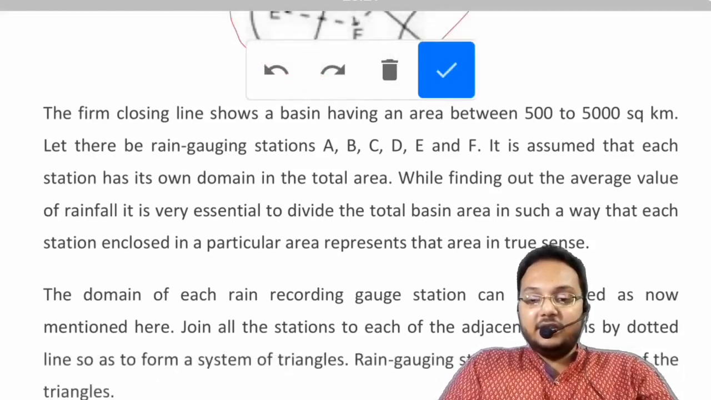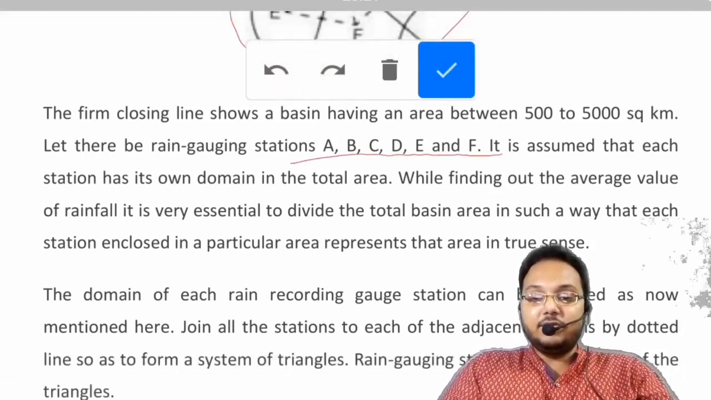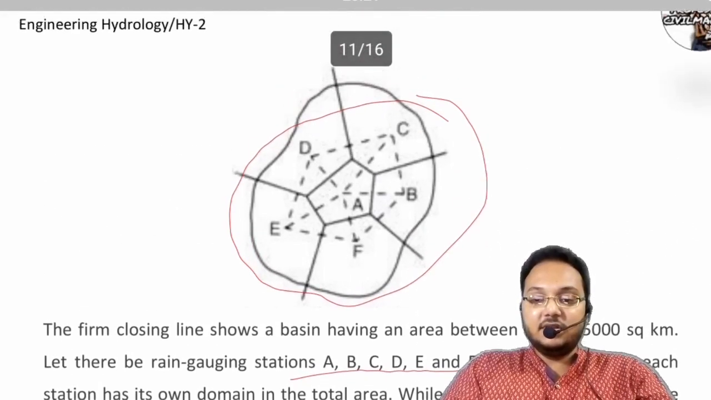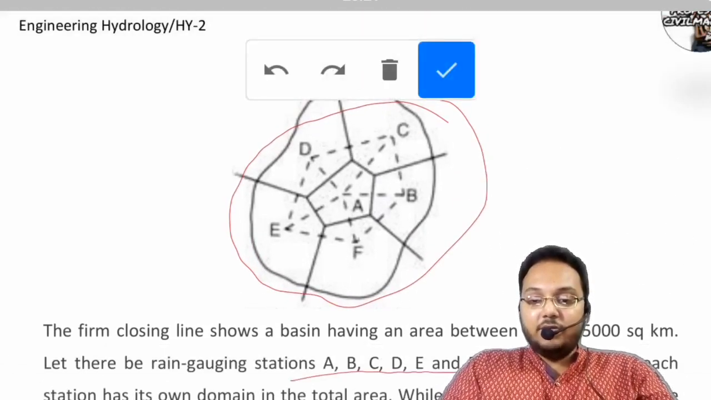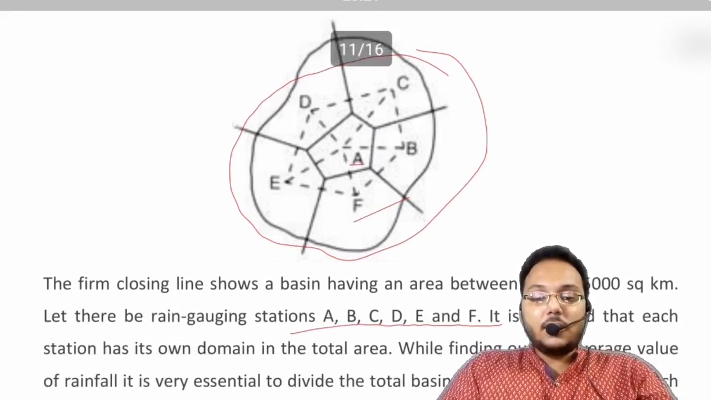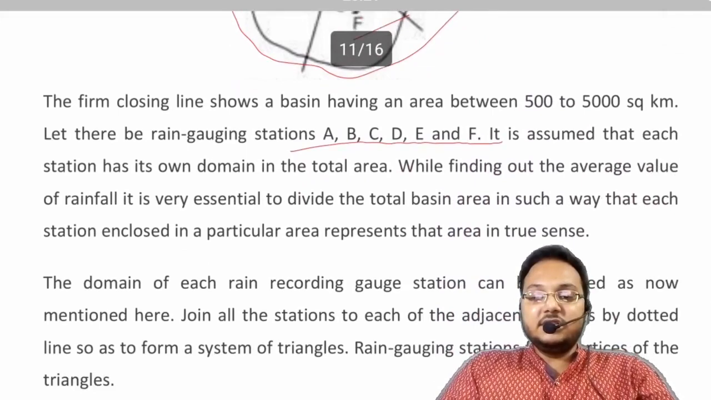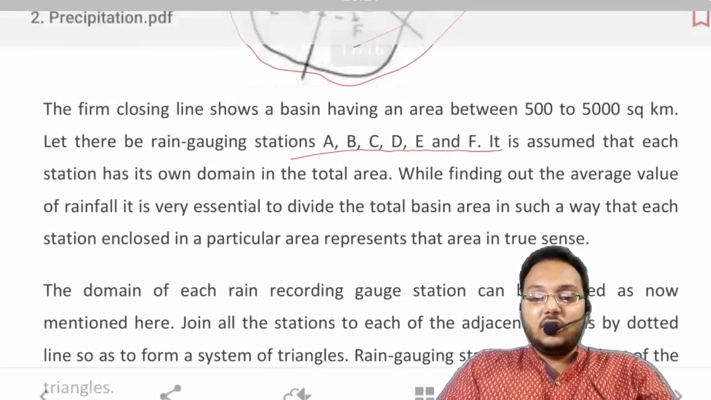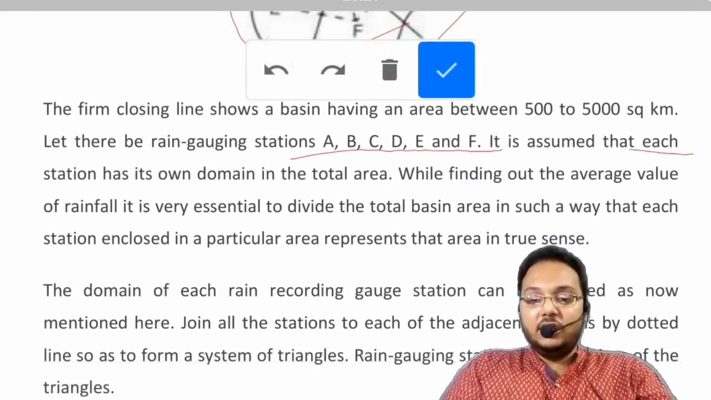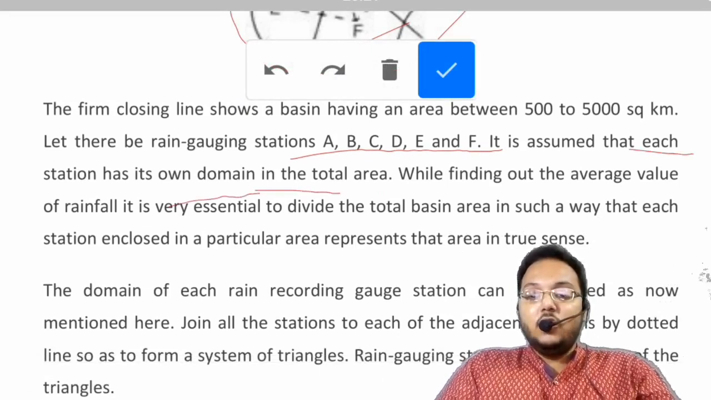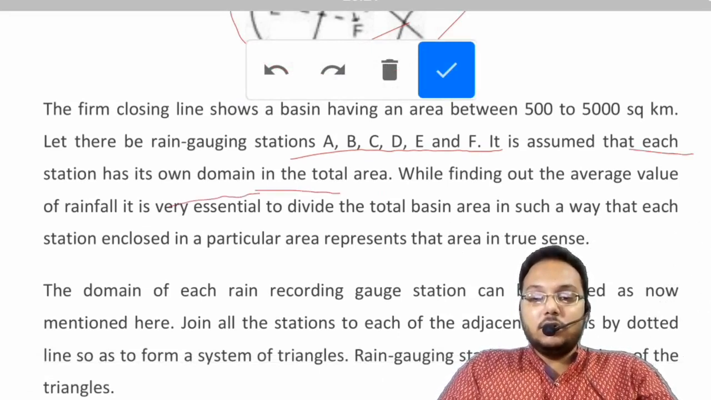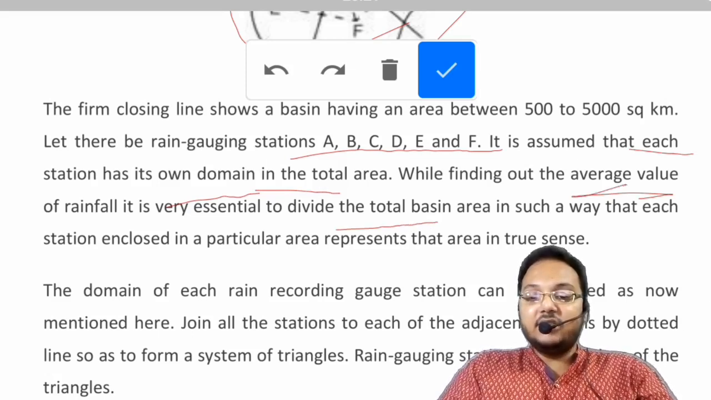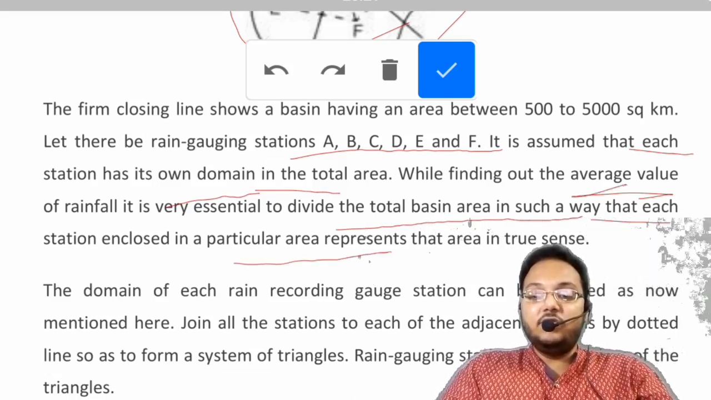So let there be rain gauging stations A, B, C, D, E and F. So we have 6 rain gauging stations starting from A to F. We have 6 rain gauge stations, you can see in the figure, and it is assumed that each of the stations has its own domain in the total area. While finding out the average value of rainfall, it is very essential to divide the total basin area in such a way that each station enclosed in a particular area represents that area in the true sense.